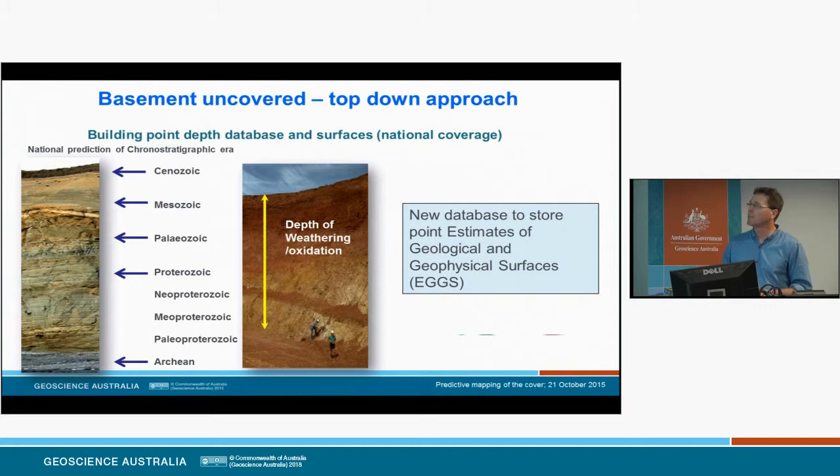From that data set, we want to generate surfaces, and that's the work I've been involved in. We're going to start off with producing a national map of Cenozoic thickness. We've also had a go at producing a map of regolith or weathering depth, and we see this as an overprint over these materials. So let's look at this first.